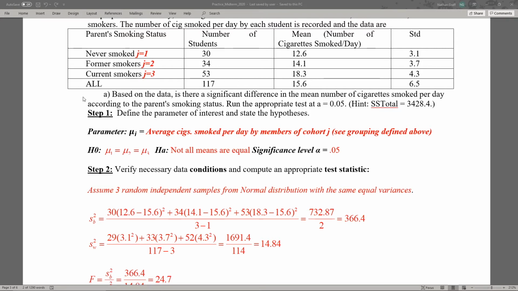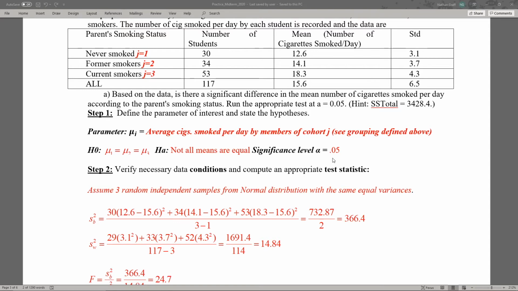In this case, j equals 1 is the index for the never smoked group, j equals 2 is the index for the former smoker group, and j equals 3 is the index for the current smoker group. Next is our null and alternative hypothesis. Our null hypothesis is that mu1, mu2, and mu3 are equal. The alternative hypothesis is that not all of the means are equal. And then lastly, we have a significance level of 0.05.